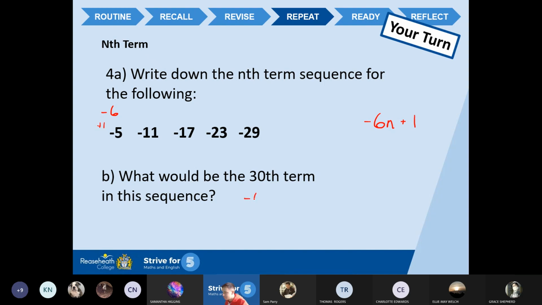Well, minus 6 times 30 is minus 180. Add 1 is minus 179. Imagine it's, you know, minus 180 degrees, freezing cold. You add 1 degree, it's going to go up slightly to minus 179.